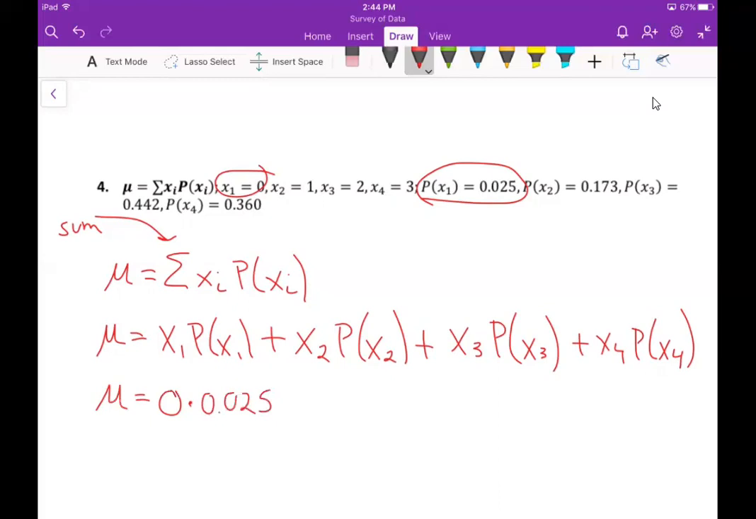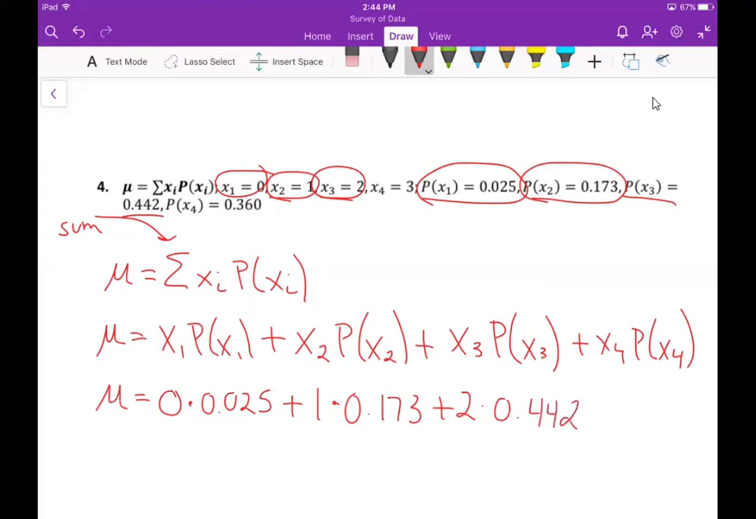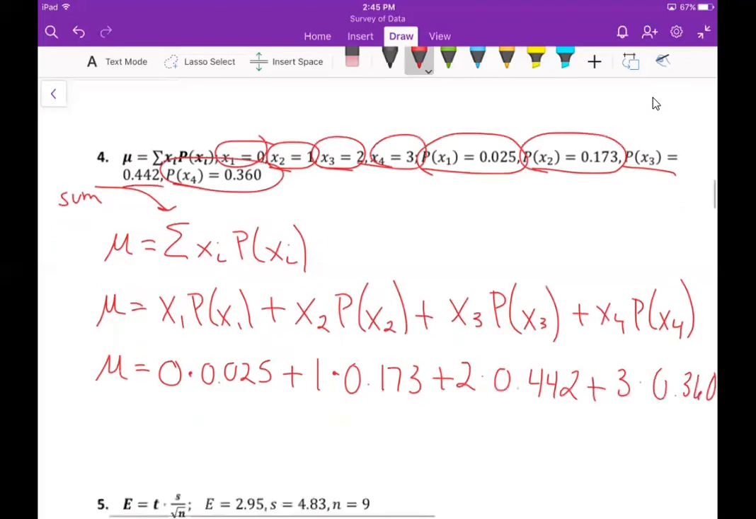0 times 0.25. Then I will add in whatever x2 is, that is 1 times P of x2, which is 0.173. Then I will add in x3, which is 2 times P of x3, which is 0.442. And then I will add in x4, which is 3 times P of x4, which is 0.360. Now it's just a matter of doing the math in a calculator.